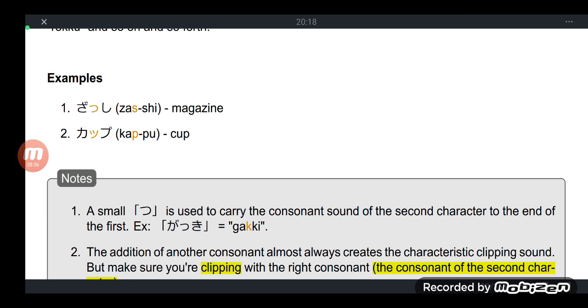That's magazine. And here, cup. Let's say cup noodles. Cuppu. You see that small chu on the left side of the pu. So it's not kapu, but please make a stress sound or clipping sound on that pu, because the effect of that chu, as I said a while ago, is that it doubles the consonant of the character on the right side of it. Just like here, it's not kapu but kappu.